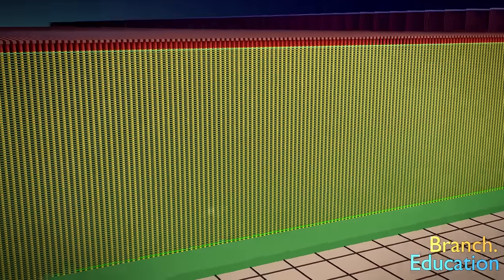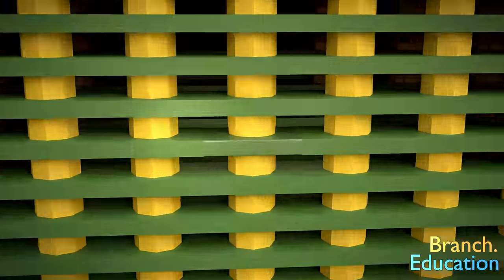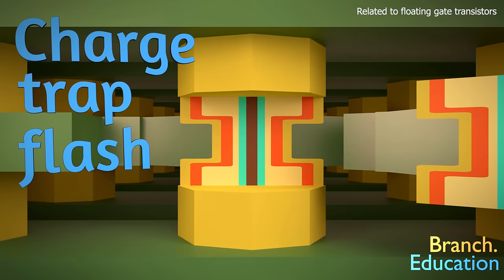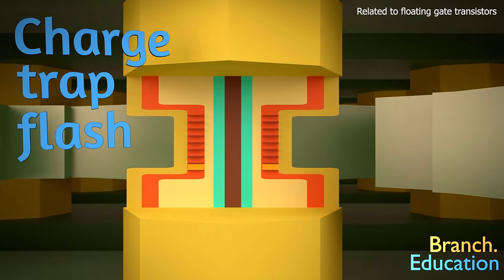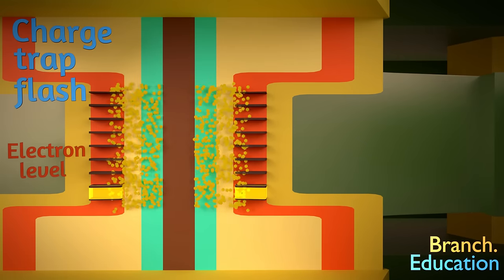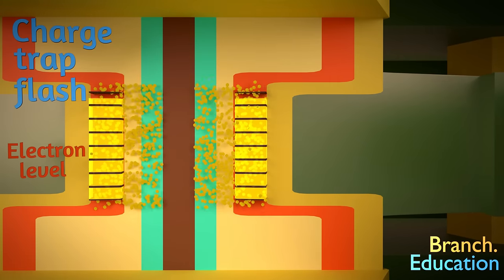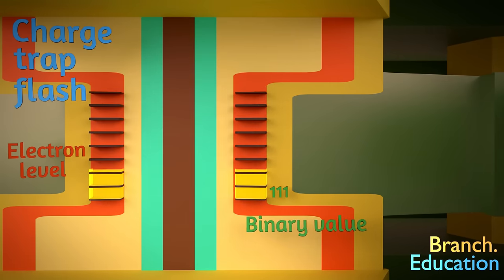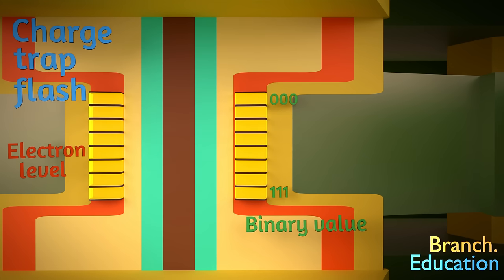In here, we can see an individual memory cell called charge trap flash. This memory cell stores 3 bits of information by trapping different levels of electrons on a charge trap. Very few extra electrons are a 1, 1, 1, while a lot of electrons are a 0, 0, 0. And the other levels of trapped electrons have other 3-bit designations.